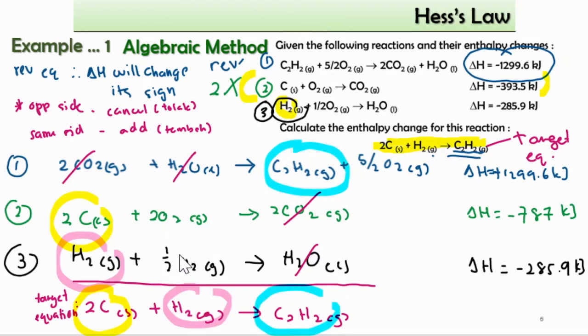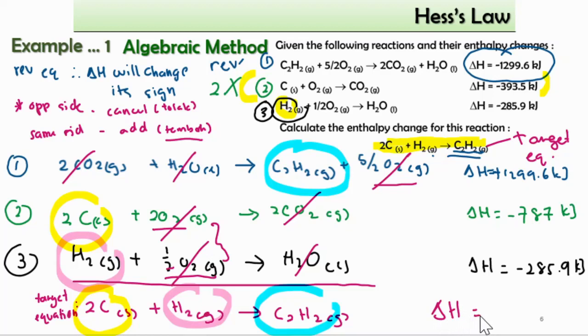And then untuk O2, yang tinggal hanya oksigen. So right hand side kamu ada 5/2 oksigen. So left hand side kamu ada 2 tambah 1/2 oksigen. So total up these two, same side kamu akan tambahkan. So bila kamu tambah 2 tambah 1/2, kamu akan dapat 5/2. So both of these akan cancel off dengan 5/2 oksigen. Okay, so end up yang tinggal hanyalah apa yang ada dalam your target equation sahaja. Okay, so from there kamu dah boleh solvekan delta H di sini.